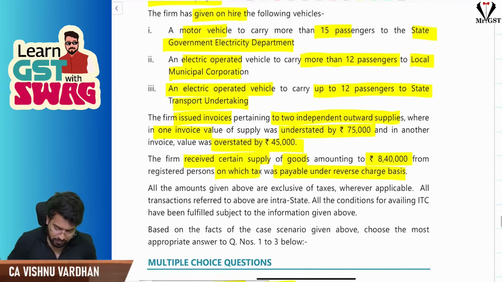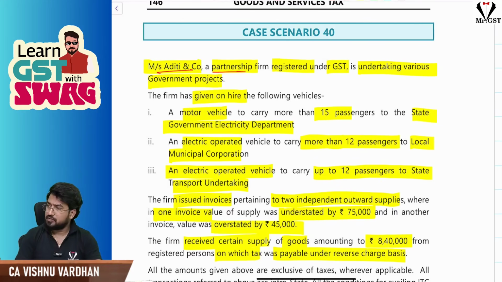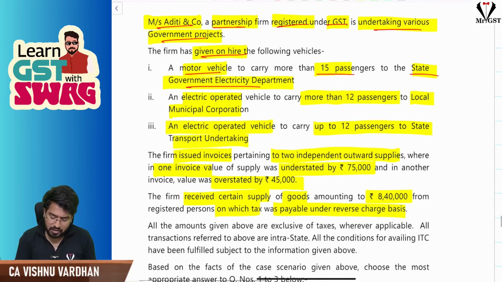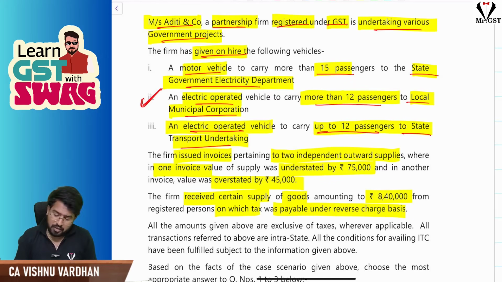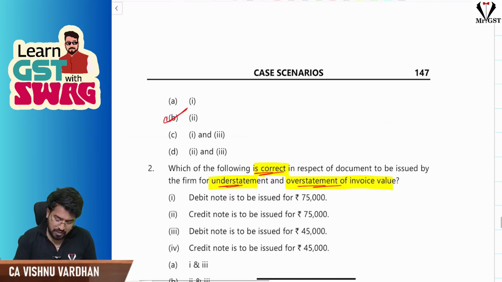Now small case study, without wasting time, let us finish it off. Aditi Partnership Firm registered under GST, undertaking various government projects, giving on hire motor vehicles with more than 15 passengers to the state government electricity department. For the state government electricity department, exemption is not there. Electrically operated vehicle with more than 12 passengers to a local authority, the local municipal corporation, exemption is there. Electrically operated vehicle with up to 12 passengers for a state road transport undertaking also, it should be greater than 12 passengers. So this is taxable. So the second one is exempt. They have asked which are exempt. So this is exempt actually. So option B is the answer.